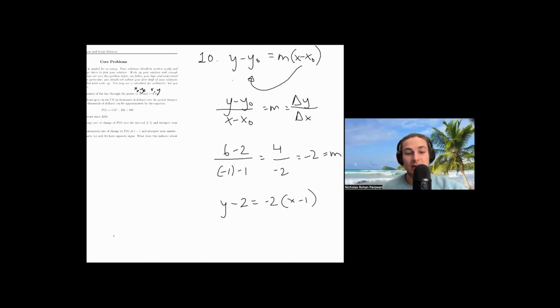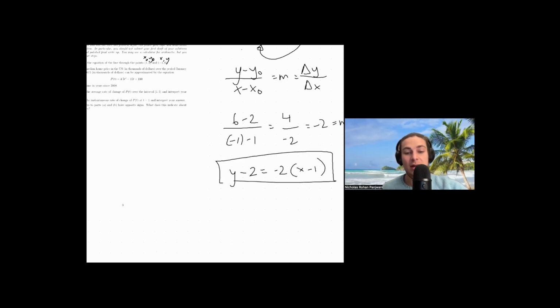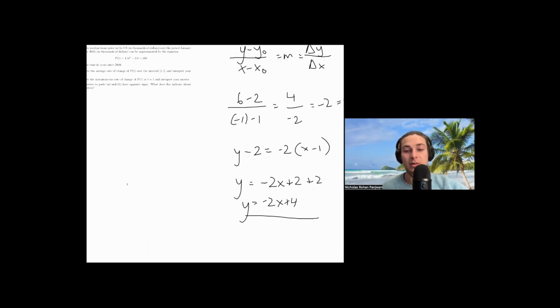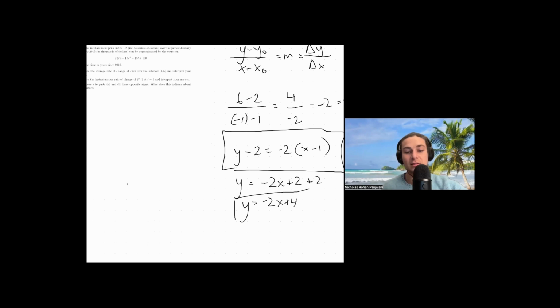So again, we can leave it at that. That's good. If you want to give it as y equals mx plus b, then it would be y equals -2x plus 2 plus 2, so it's negative 2x plus 4. Y equals negative 2x plus 4. That's good too. And you can box that answer at the end, or the one here. Both are valid. All right.